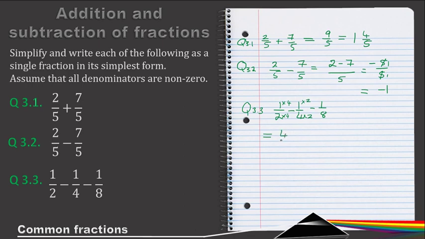So 4 over 8 minus 2 over 8 minus 1 over 8. So this then gives me 4 minus 2 minus another 1. So that is 1 over 8.